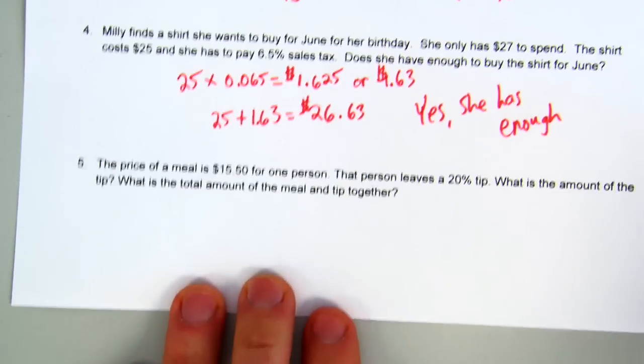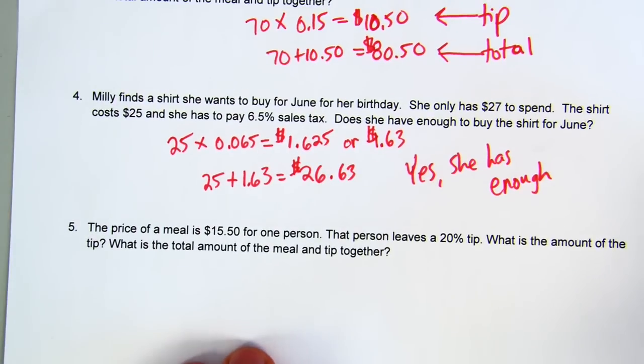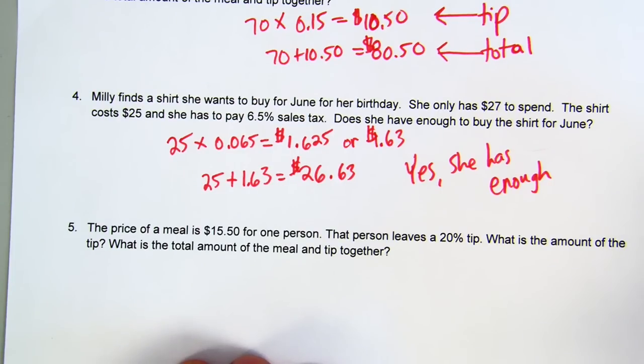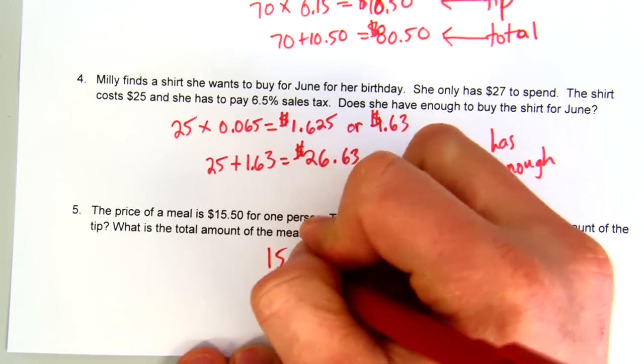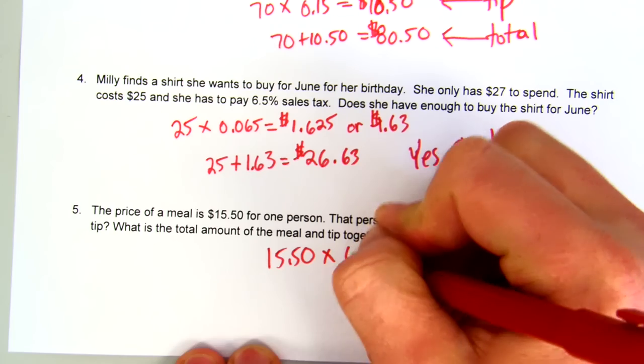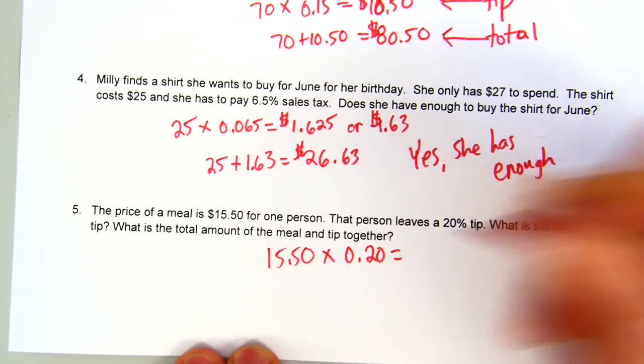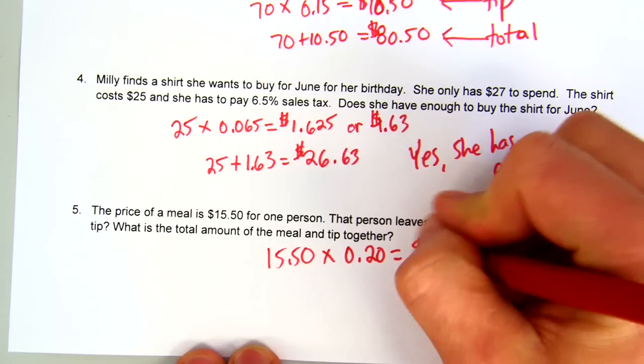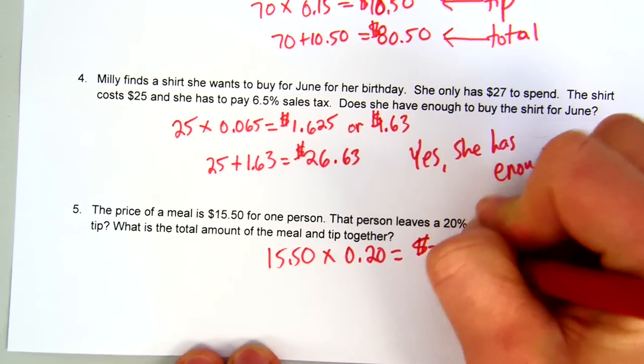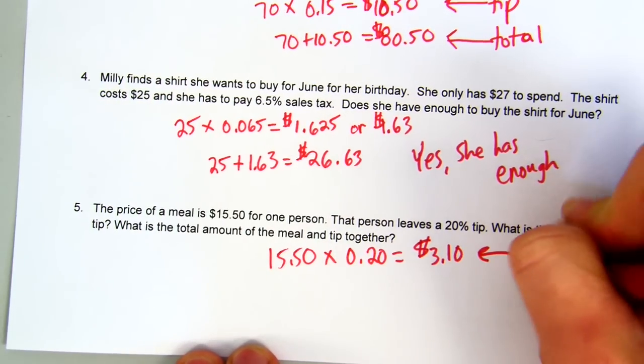Alright, and lastly, number 5, the price of a meal is $15.50 for one person. That person leaves a 20% tip. What is the amount of tip and what is the total amount? I'm going to take my $15.50, times it by 20%, which is 0.2, and I get an answer of $3.10 is going to be the tip amount.